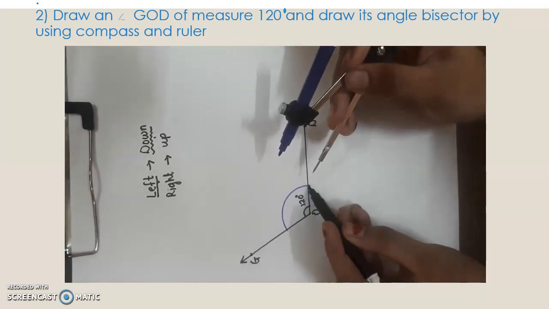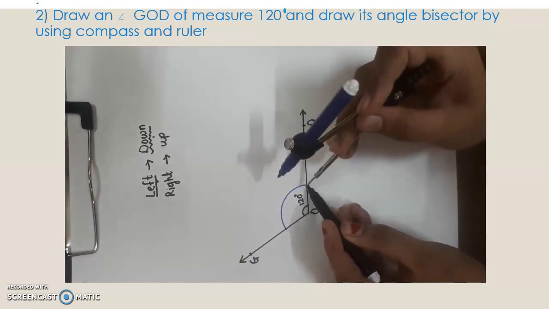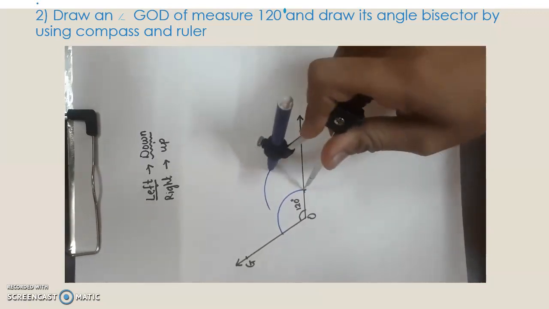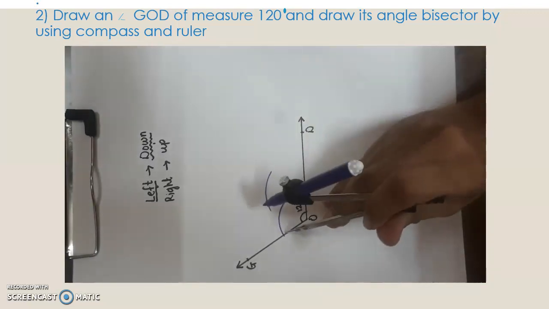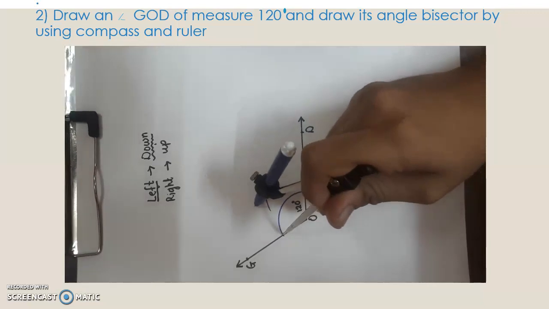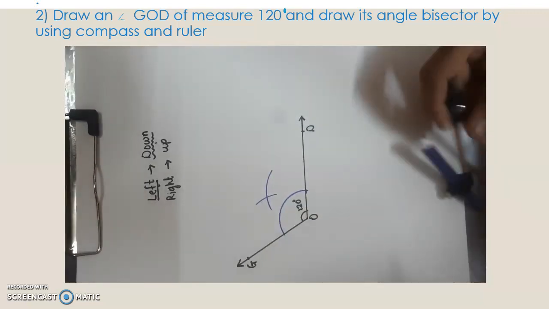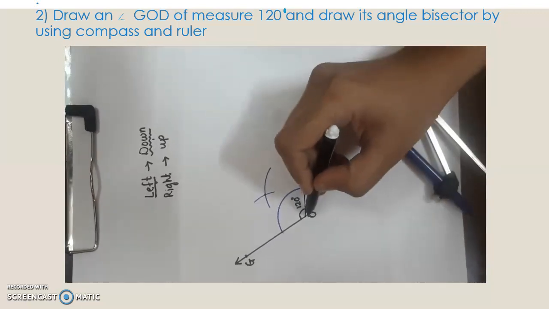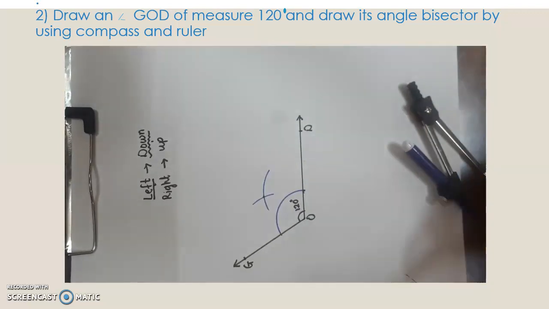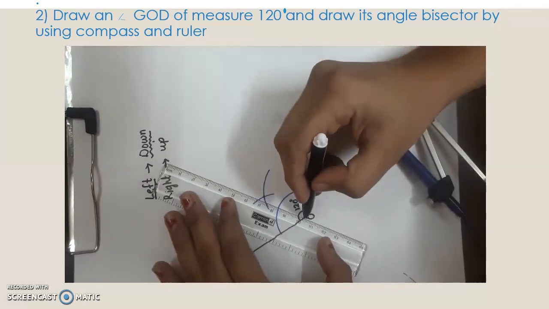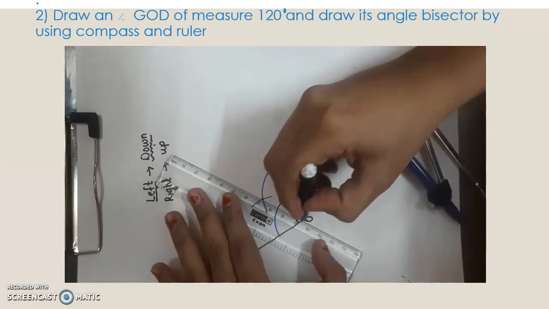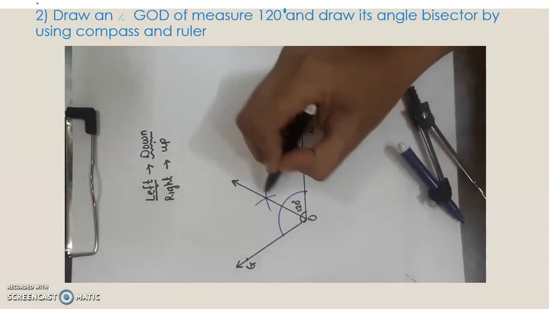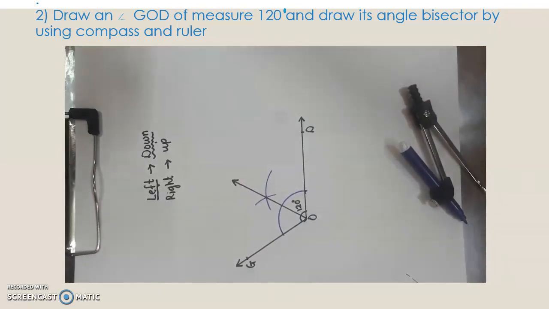Now we will see where this arc has cut the arms of the angle and we will keep the rounder over that point and we will put one arc inside the angle. The same measurement, we will not change, and we will keep it on the second point and we will cross the arc. Now where both the arcs have cut each other, intersect each other, that point we will join with the vertex of the angle. Now this line which we have got is nothing but the angle bisector.